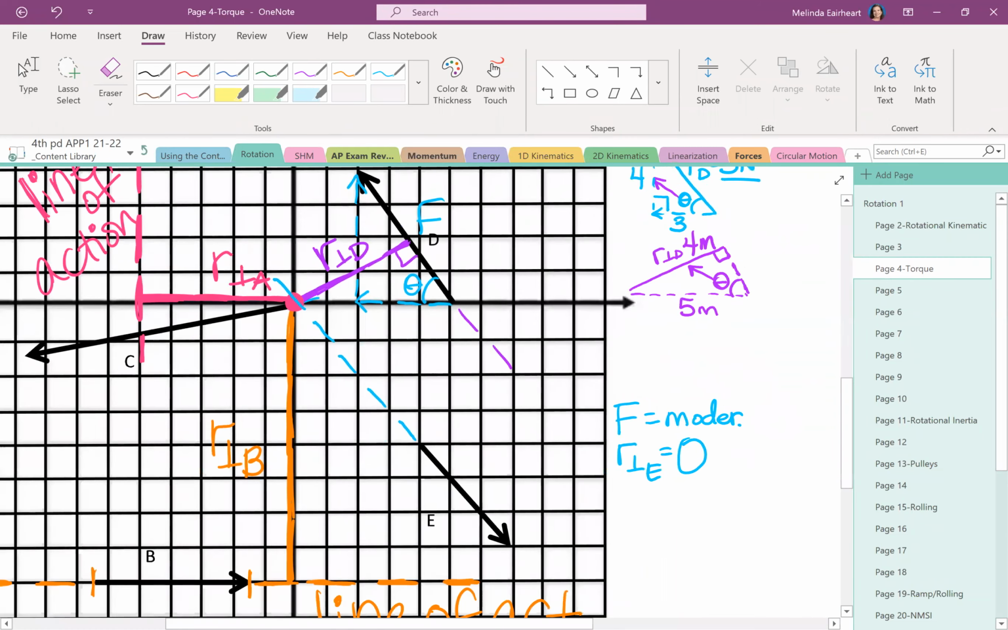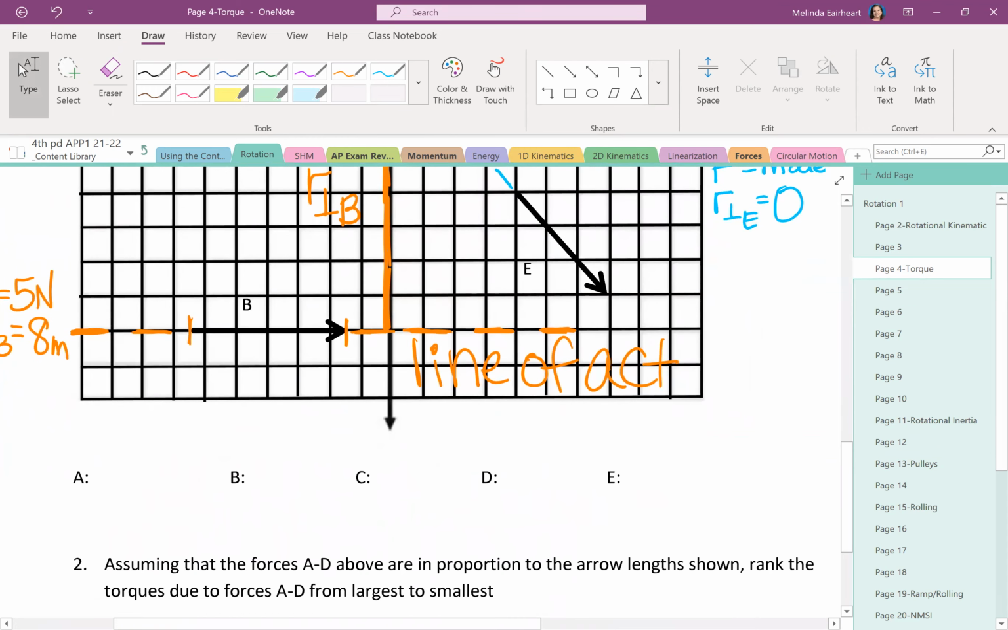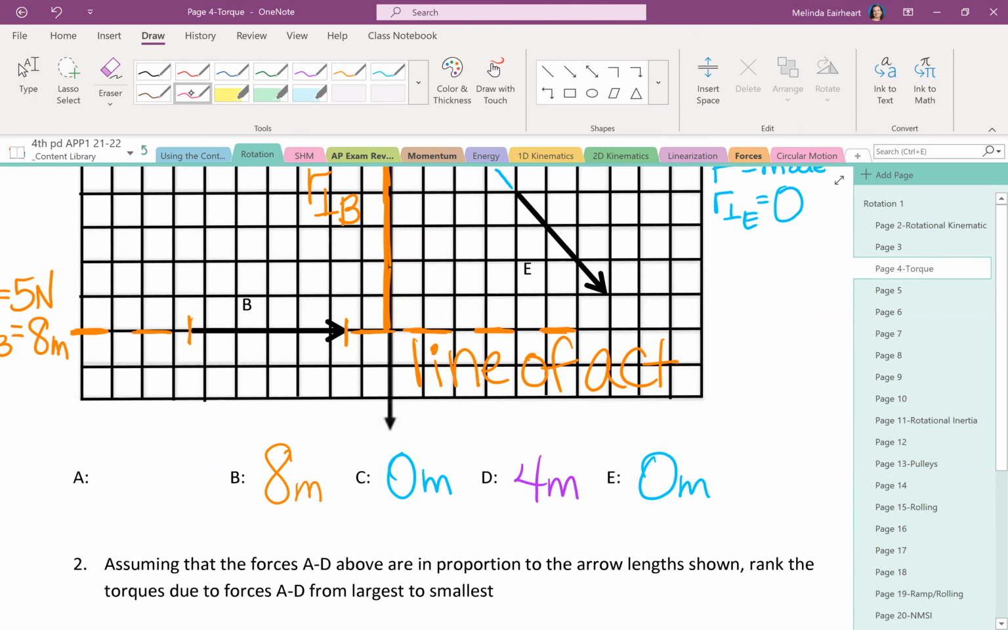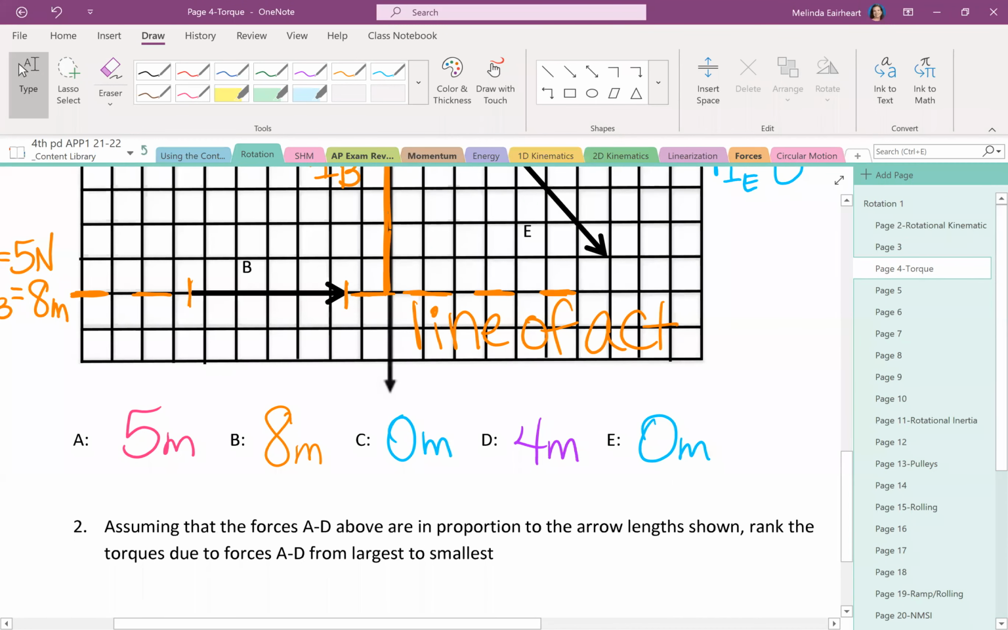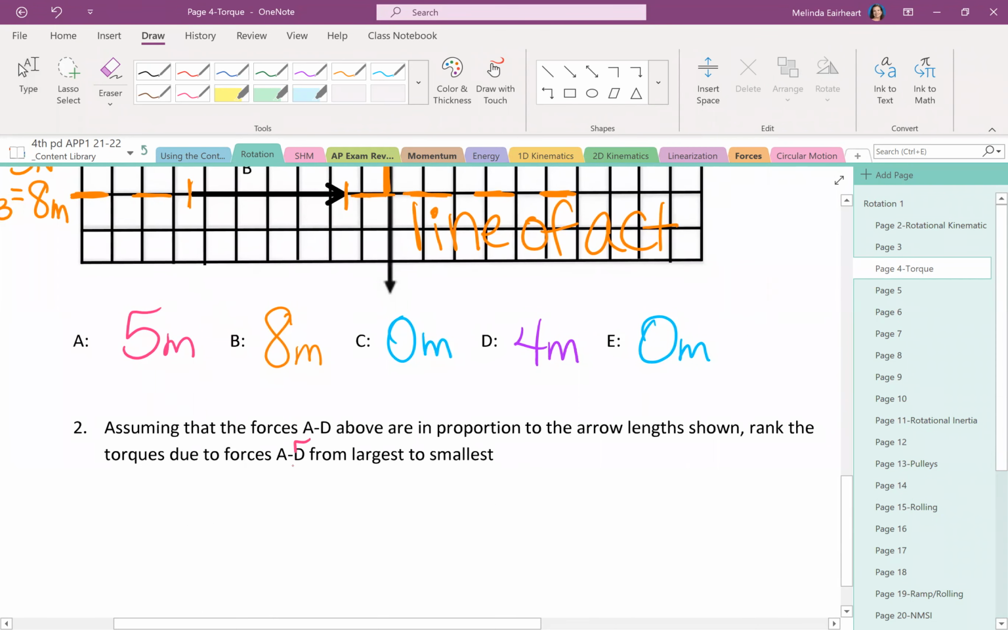All right, well, let's use these forces. Oh, we need to write them out. So we got 4 meters there, and then 0 meters on C and E. And then B was 8 meters, and A, I think it was 5. Now, part B says, assume the vectors, the forces above, are in proportion to their arrow length. So I had us find those forces all along. Rank the torques from largest to smallest. And we're going to go on and do all of them. I mean, why leave one out?